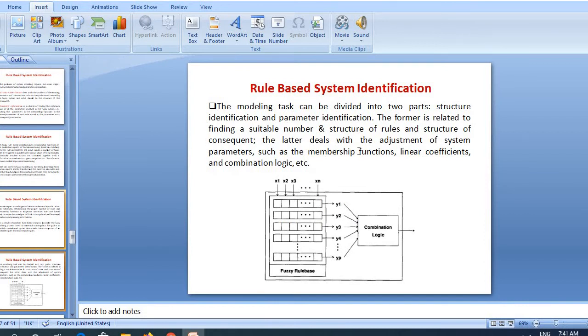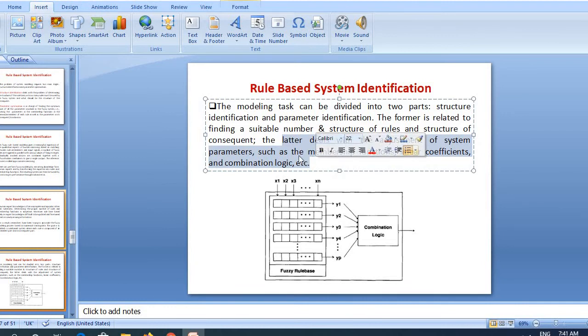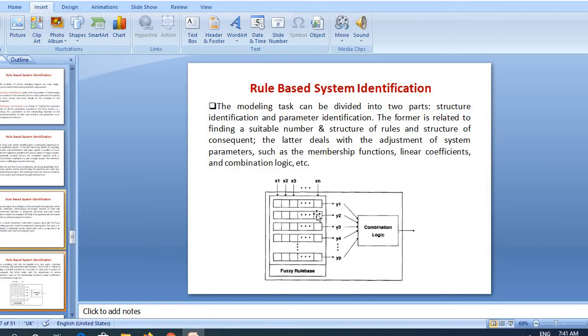Now, as I told you earlier, rule-based system identification has two parts: structure identification and parameter identification. Structure identification means finding a suitable number and structure of rules, and the structure of the consequent, whether it is first order, second order, and so on. Parameter optimization depends upon the adjustment of system parameters, such as everything in the membership functions, everything in the consequent function, and whether the antecedents are combined using AND logic, OR logic, and so on. So this is a rule base here. You have different rules, inputs are acting on the rules, and each rule will give you an output. These are combined to produce an output.